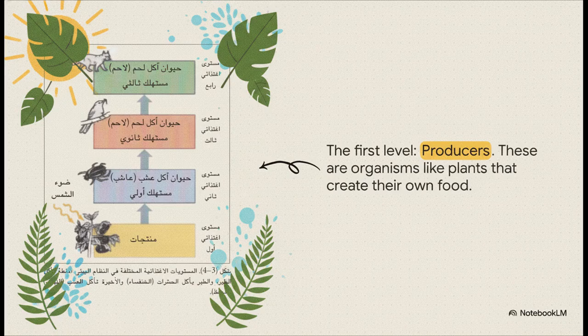Okay, let's really dig into this diagram here. So each of these steps has a fancy name, a trophic level. And at the very first level, right there at the bottom, we've got the producers. Now, these are the superstars, usually plants, that actually make their own food. They take that sunlight and, through photosynthesis, turn it into energy. They are quite literally the foundation for the whole thing.